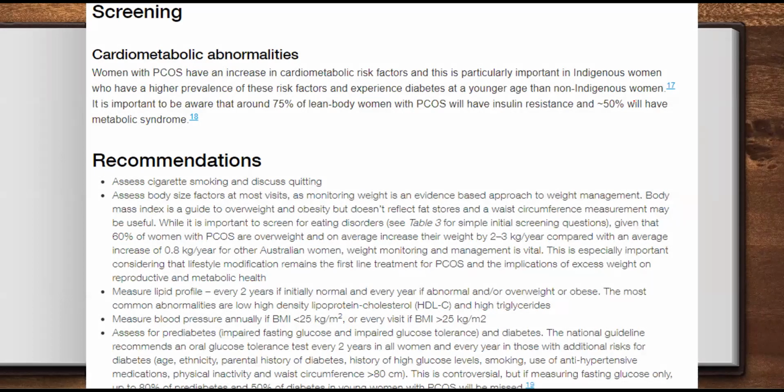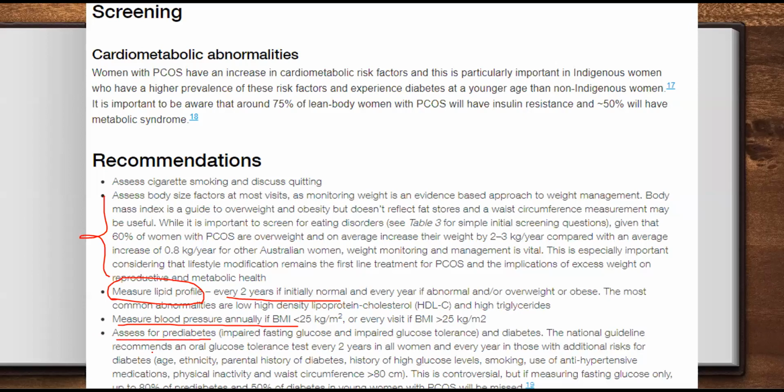If you look at the RACGP guideline, you can see what the screening recommendations are. You need to assess their BMI, because these patients tend to be overweight, and part of the management of PCOS is managing their body weight. So BMI should be assessed every time you see this patient. Measure lipid profile every 2 years. Measure blood pressure annually.